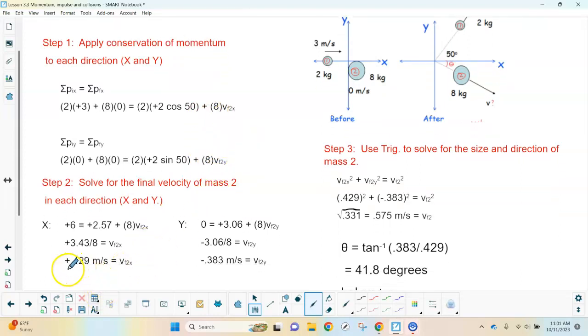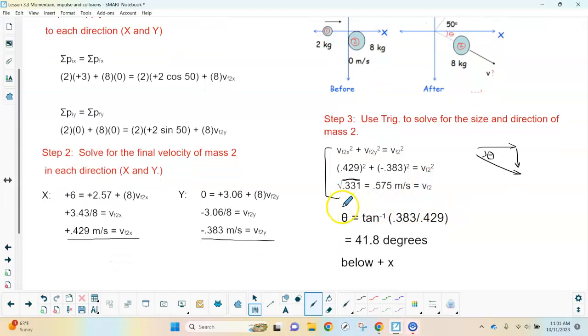In the x, you get 0.429 for the final velocity of the 8 kilogram object. For the y, you get negative 0.383. Then you have to do your Pythagorean theorem, because you have right and down, and you want the hypotenuse, and we want this angle. On your slide, this is the Pythagorean theorem part. I think I forgot to put this on the slide here. So this is the answer to the angle, and just showing you the inverse tan of that, you should get 41.8 degrees below the positive x.